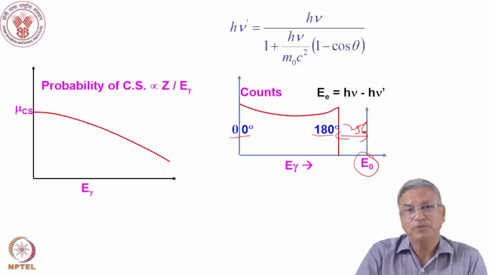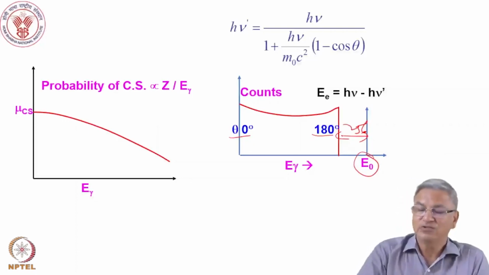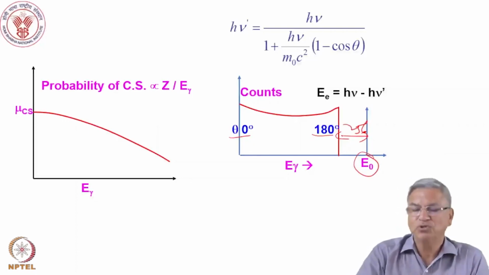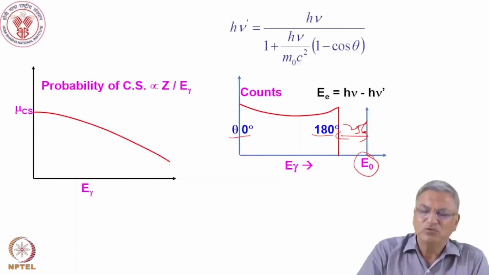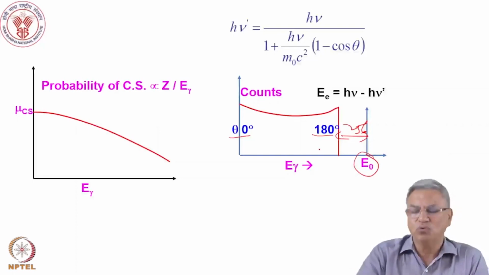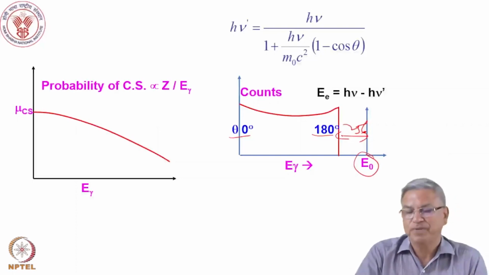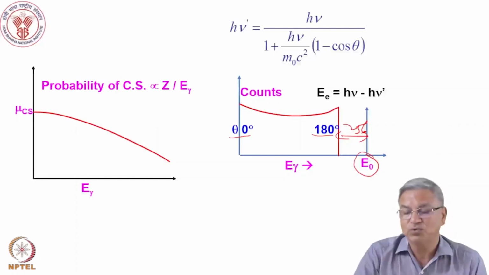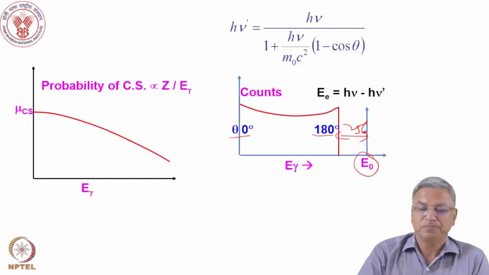But what happens if your detector is very big in size? Then the Compton scattered photon can further undergo the photoelectric effect or Compton scattering, and you can have full energy deposition. Here it is assumed that the photon is scattered out of the system. But if the photon can further interact with the medium, then you can get full energy deposition.